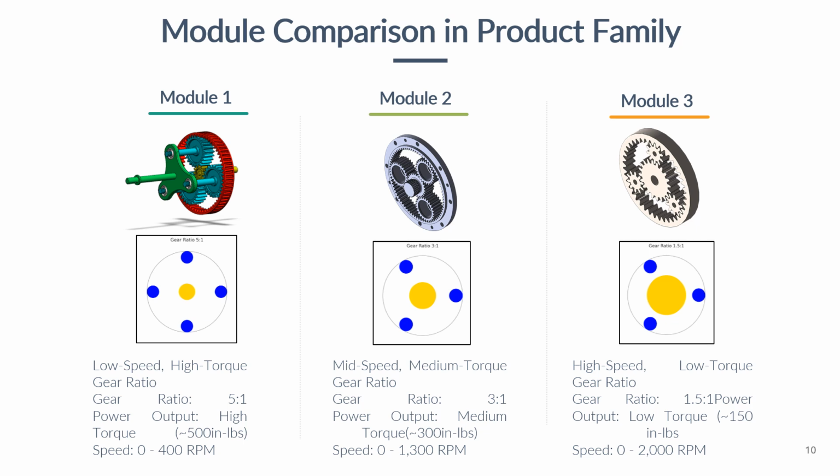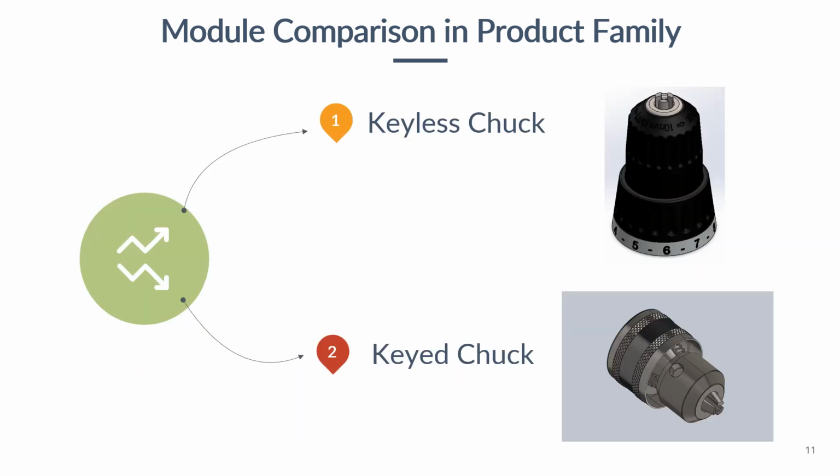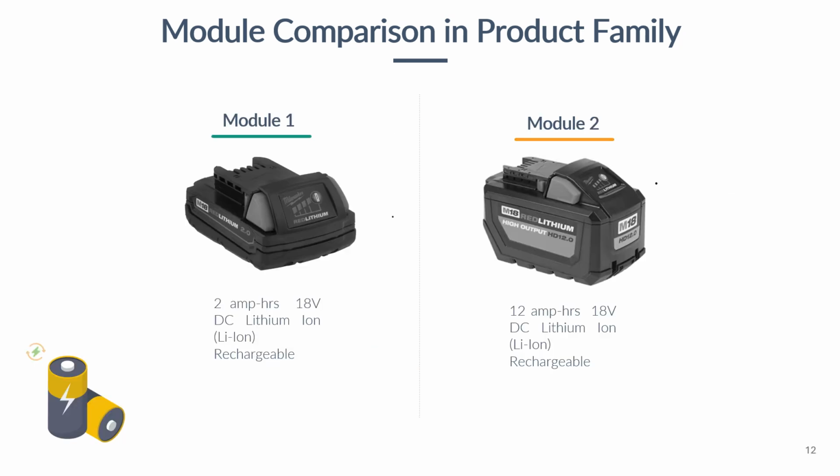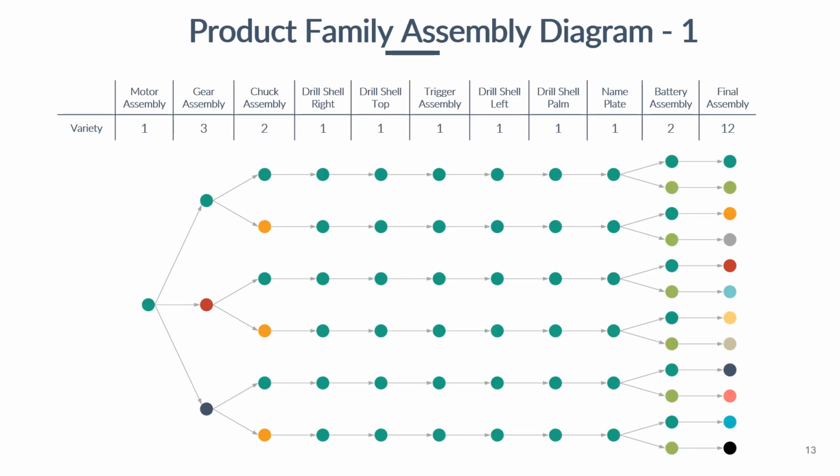First, we looked at gear assemblies to vary speed and torque for different applications. Secondly, we looked into a keyed chuck to go with the keyless chuck, offering more compatibility with accessories. Lastly, we considered high-capacity batteries to cater to customers that require heavy use from their cordless drills.